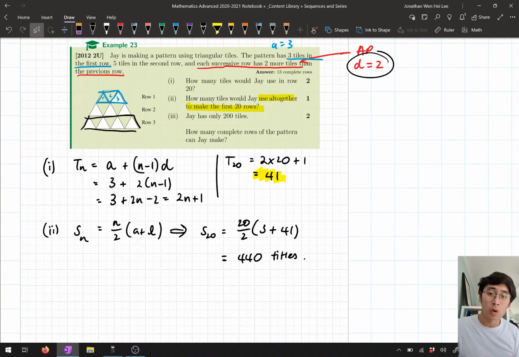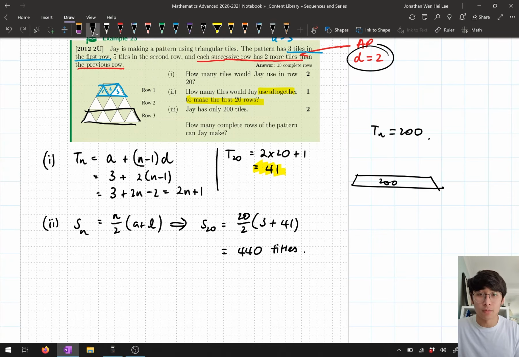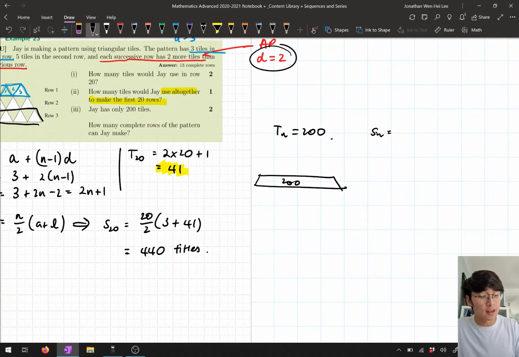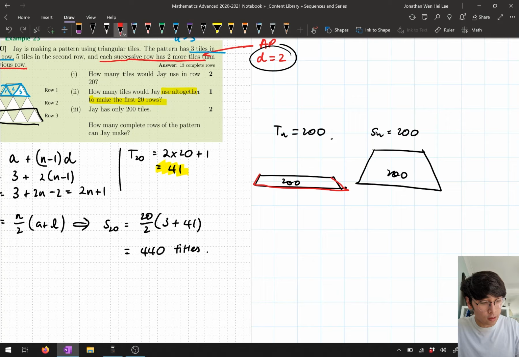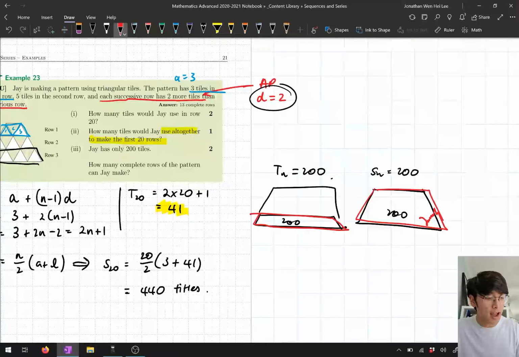Okay, final part. Part 3. J has only 200 tiles. How many complete rows of the pattern can J make? So here, we get told that J has a total of 200 tiles. And so here, are we going to use Tn or are we going to use Sn? Well, if I said Tn is equal to 200, what I'm actually solving for is which row would have 200 tiles. But if I solve Sn is equal to 200, I'm trying to figure out how many rows we can make with 200 altogether. Tn is only asking for the row where you've got 200 tiles, but Sn would get me how many rows altogether would add together to give me 200.